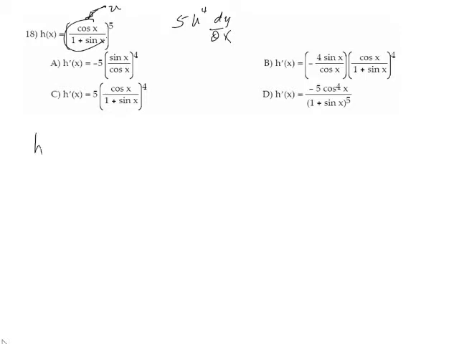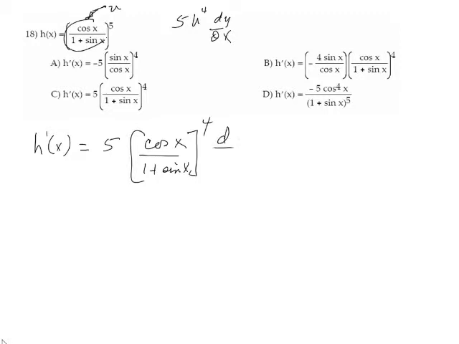So h prime of x is going to equal 5 cosine of x over 1 plus sine of x to the 4th power times d dx of cosine of x over 1 plus sine of x. So here we got the chain rule mixed in with the quotient rule. You got to keep all this straight.